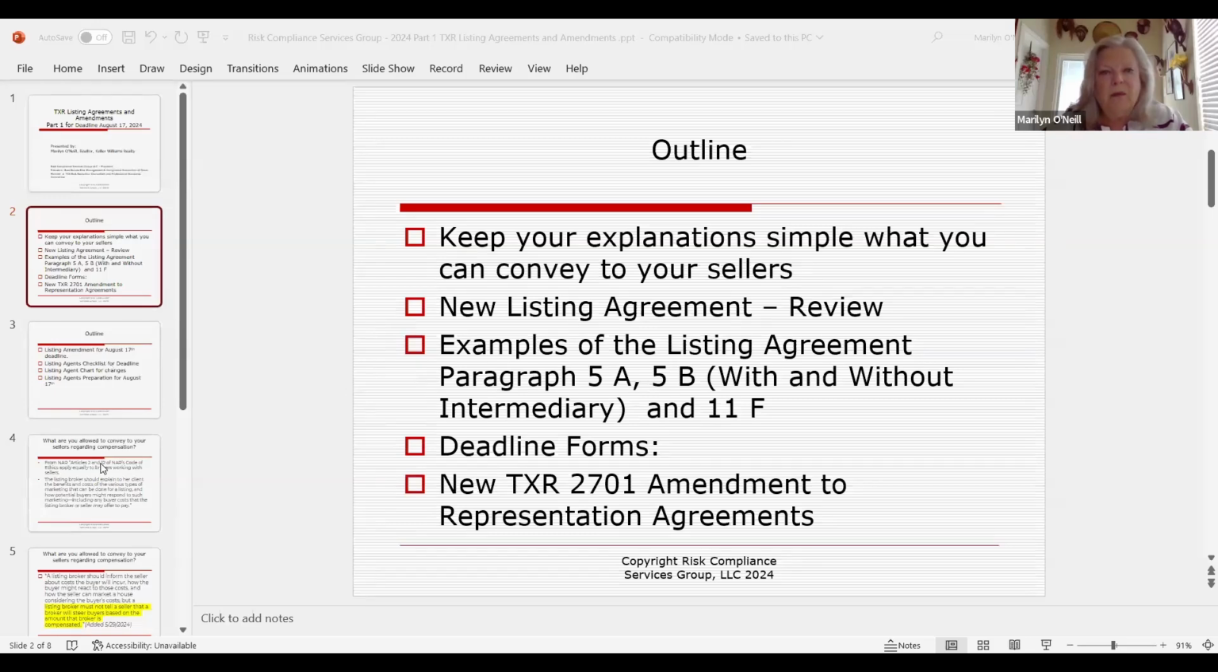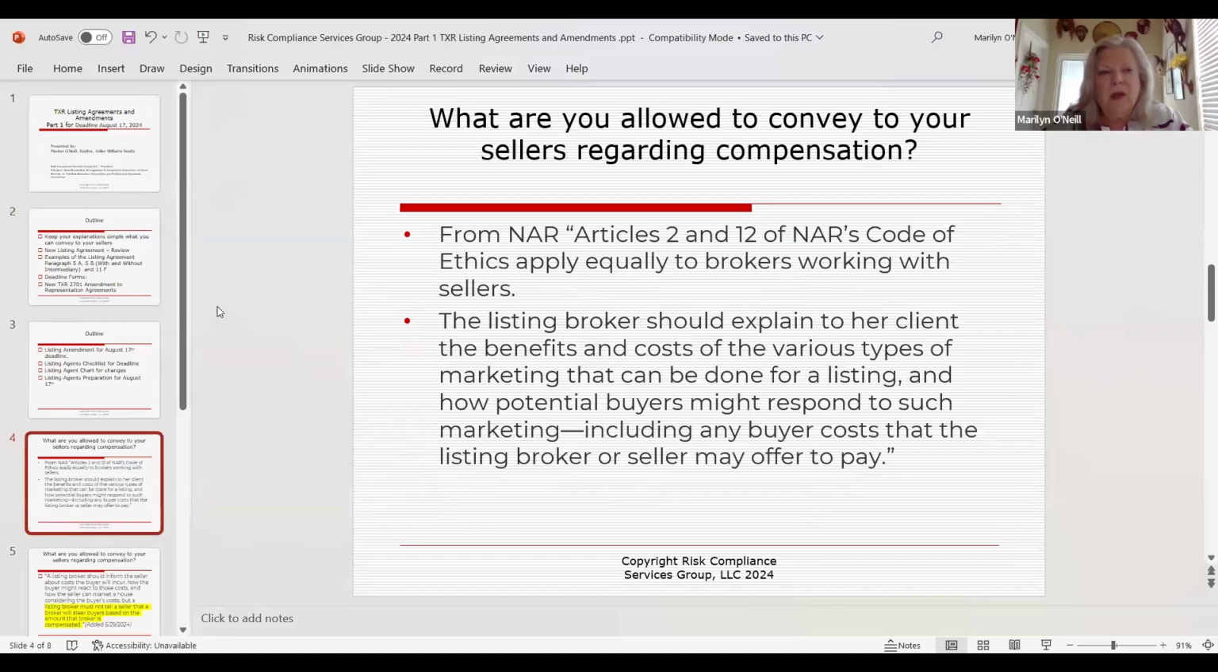Now, here is keeping it simple for your sellers. I'm just going to tell you what you are allowed to convey to your sellers regarding compensation. They talked a whole lot about the buyer written agreement and these types of things, but for NAR, Articles 2 and 12 of NAR's Code of Ethics apply equally to brokers working with sellers.